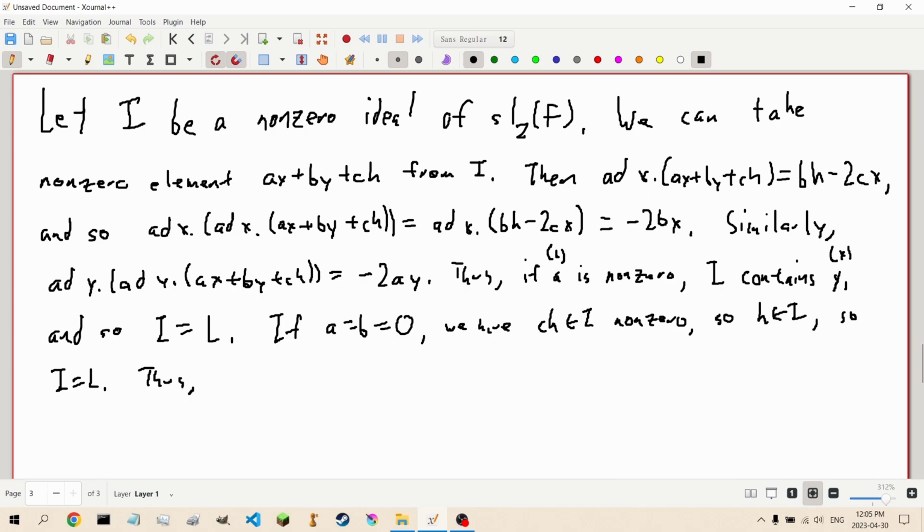Thus we have that SL2 of F is simple, because if you have an ideal that has any non-zero elements, so any ideal that isn't just 0, we can go through the closure under adjoint representations to get every other element of the ideal. So the only possible ideals are 0 or just everything.